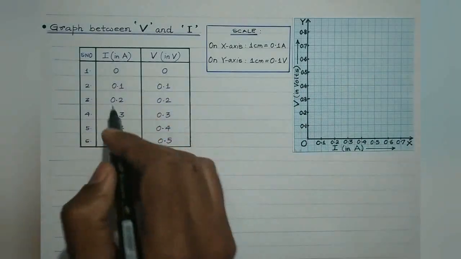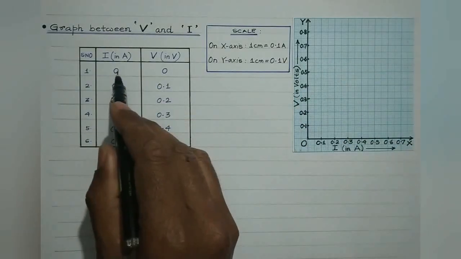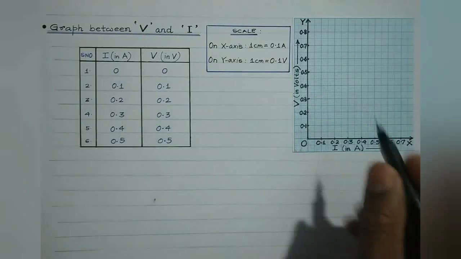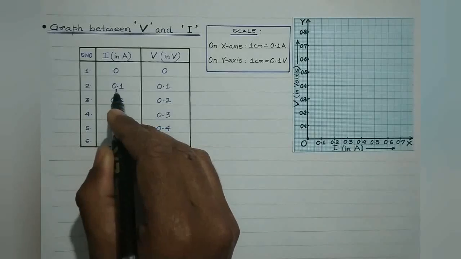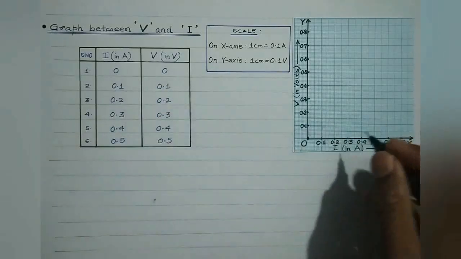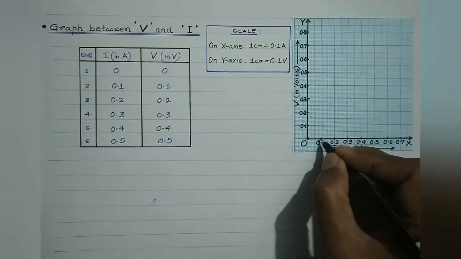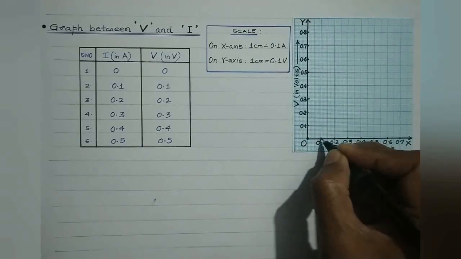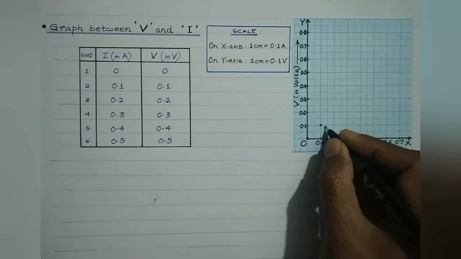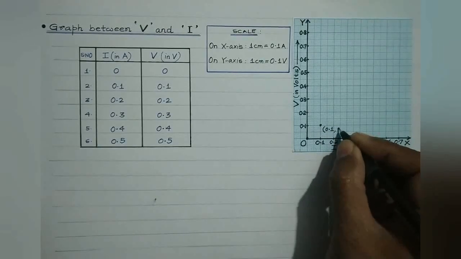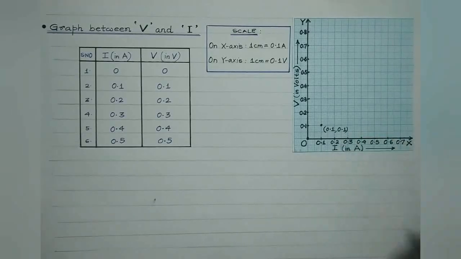Now let's plot this graph. Now let's locate this position. First one is 0, 0. So this is the point 0, 0. Second is 0.1, 0.1. Current is 0.1, and voltage is 0.1. So this is the point. So let me write down the ordinate and the abscissa. It is 0.1, 0.1. Right?